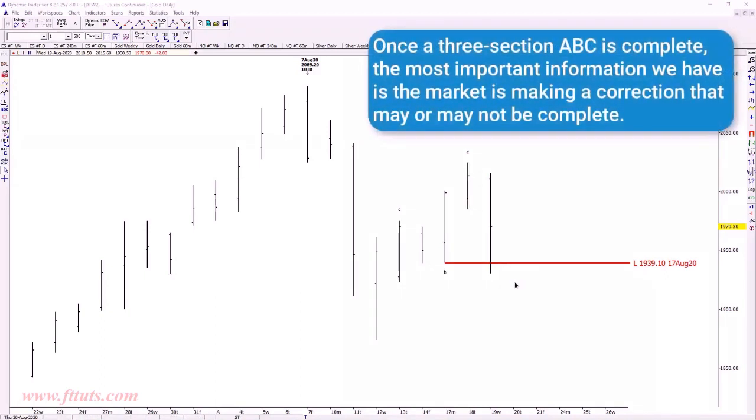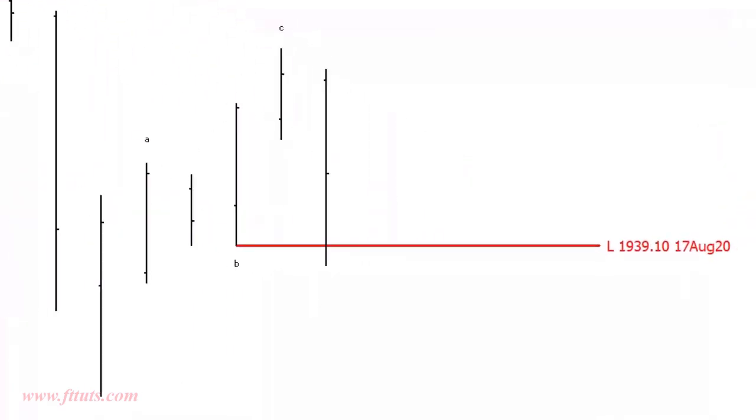The point would be that however the market continues to unfold, more than likely it's going to be part of a correction against this decline, and when the correction is complete, then the bear trend should continue to a new extreme. So let's add some bars on the chart and see how this develops.